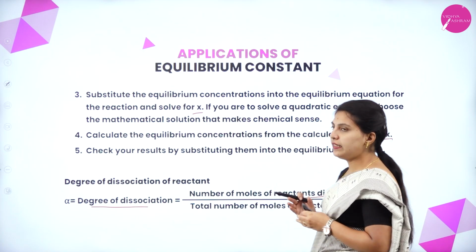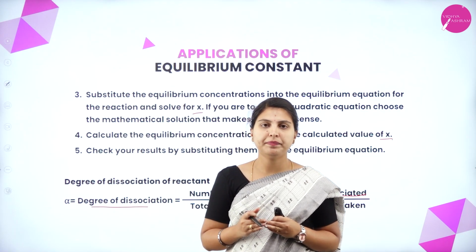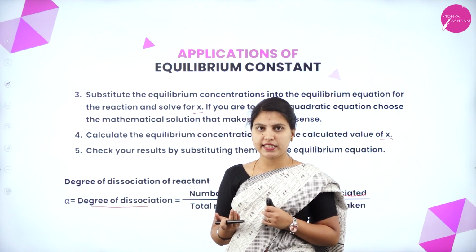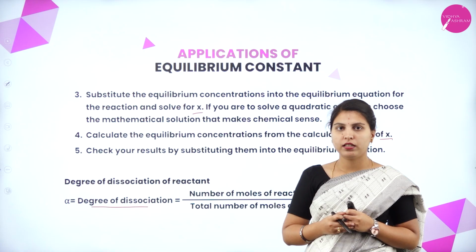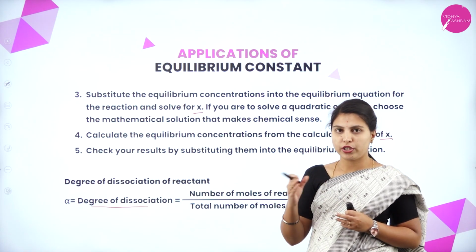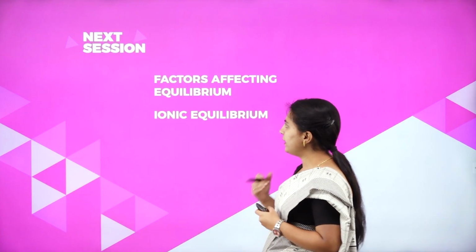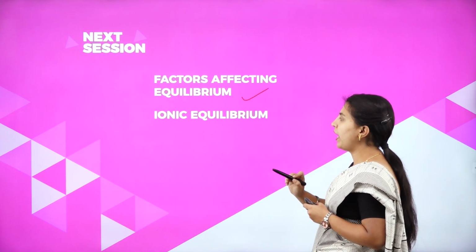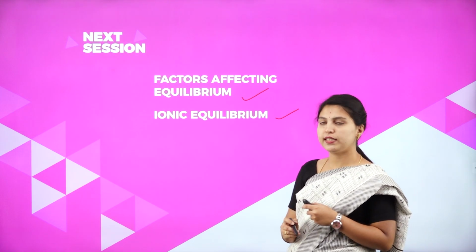Okay. This is how homogeneous and heterogeneous equilibrium, the relationship between Kp and Kc, and the applications of the equilibrium constant, by predicting the direction and the number of moles, will all be used. So, in the next session, you will understand factors affecting equilibrium and ionic equilibrium. These are the two contents which we will discuss in the next session.